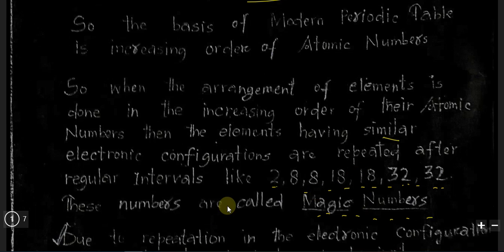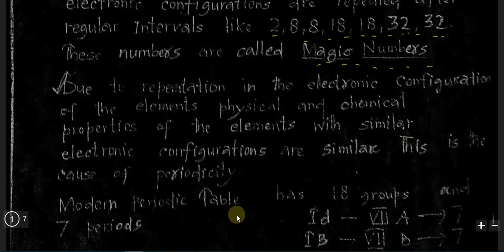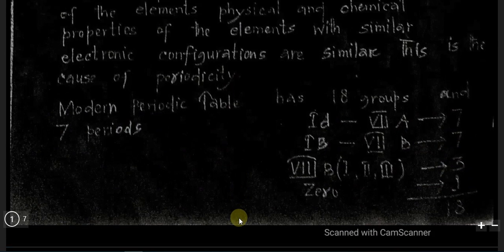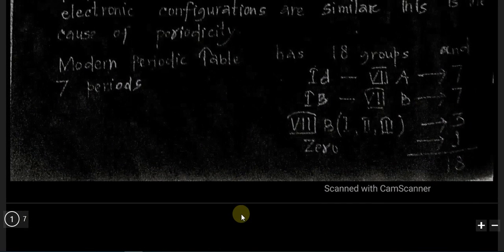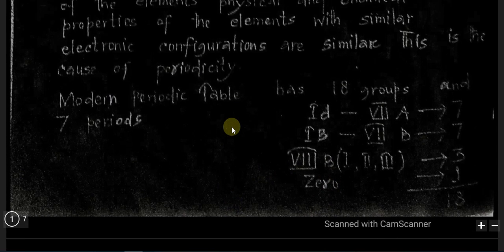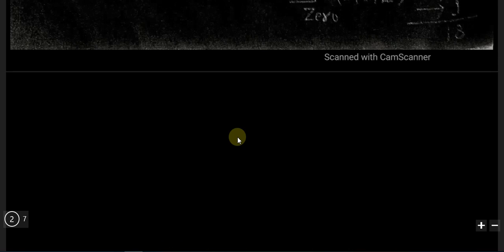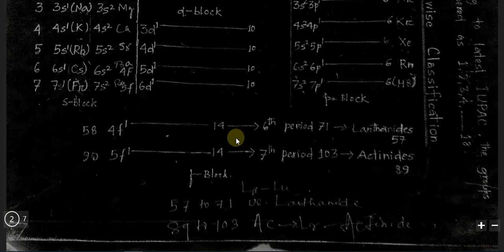According to the repetition, the periodic table consists of 7 periods and 18 groups or columns. The 7 periods are first, second, third, fourth, fifth, sixth, seventh.